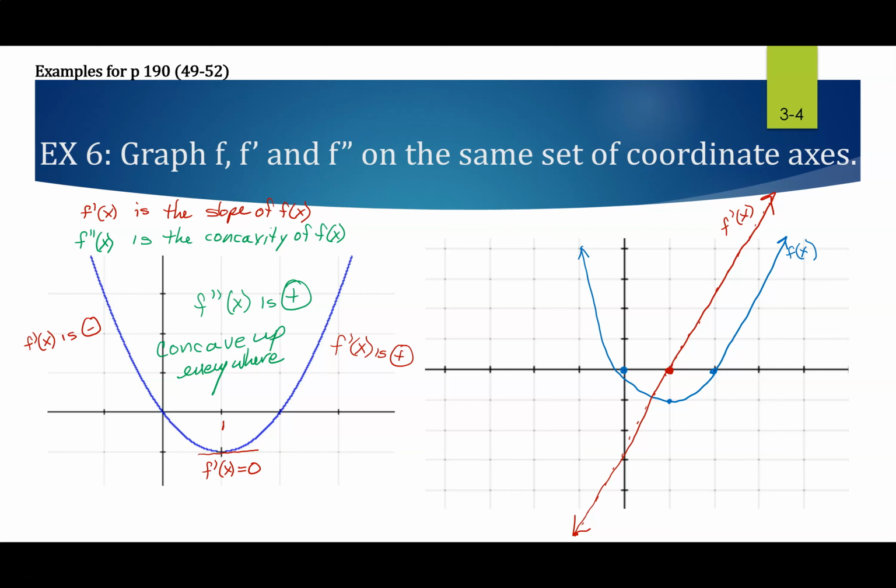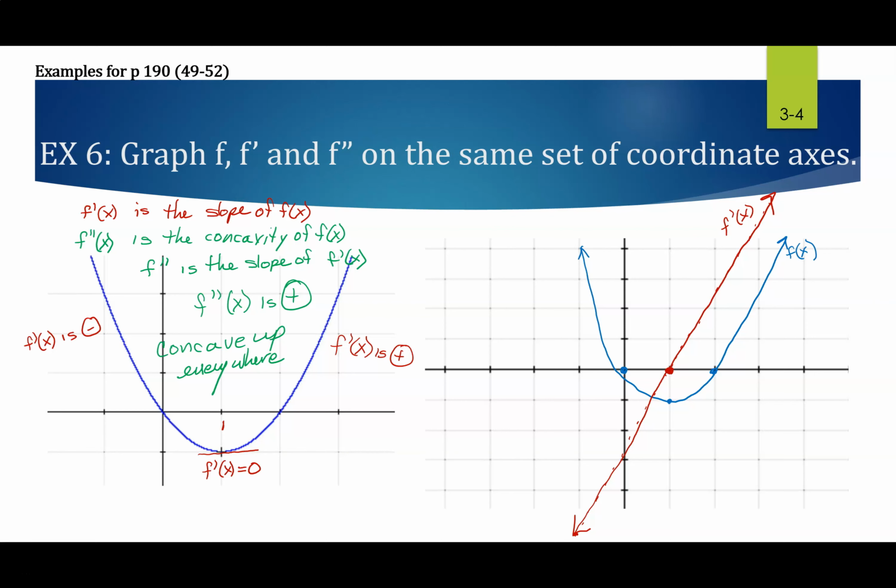Okay, now another relationship that we have is between f double prime and f prime. So remember, every time you derive, the derivative that you've just derived is the slope of the function it came from. So if I derive f prime and I get f double prime, then that means that f double prime is the slope of f prime. Because f prime is the slope of f. Every derivative is the slope of the function it's derived from.